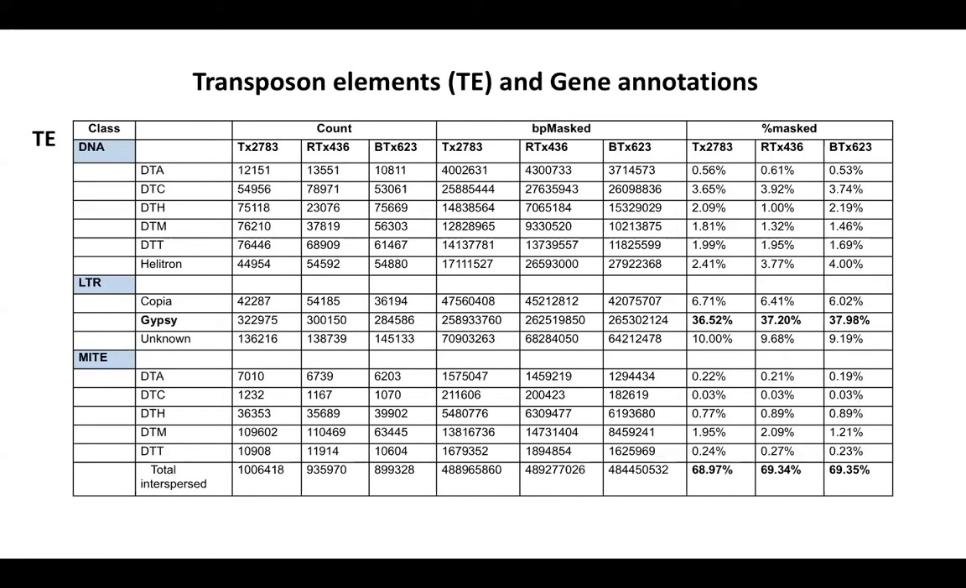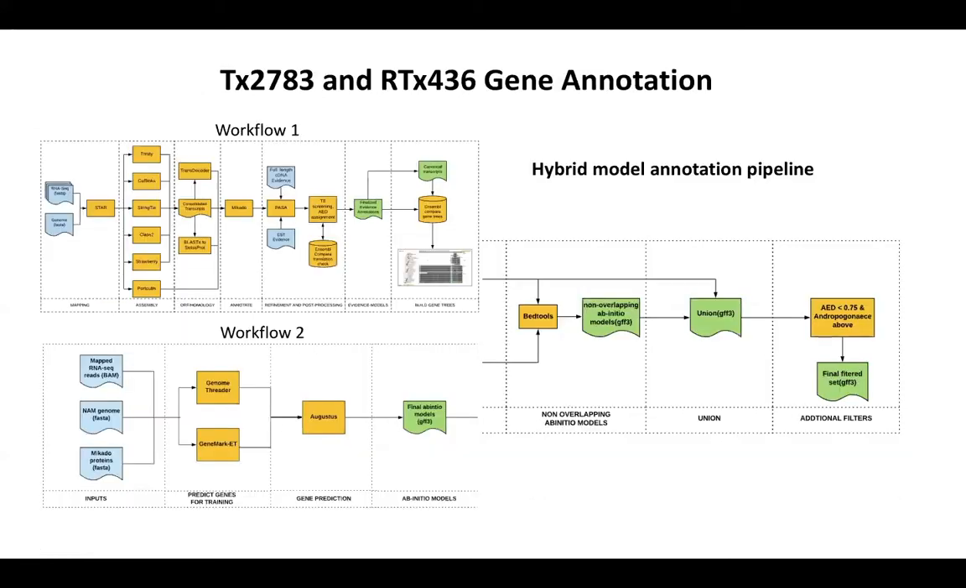Next, we annotated transposable elements and genes in these two genomes. For the transposable elements, we found that LTR Gypsy is the most abundant TE in the genome, and overall, 69% of the genome is transposable elements. For the gene annotation, we used a hybrid annotation pipeline, which is evidence-based annotation in workflow one, supplemented with ab initio gene model prediction using BRAKER in workflow two. Combining these two workflows, we are able to generate a very high confidence gene set for the genomes.